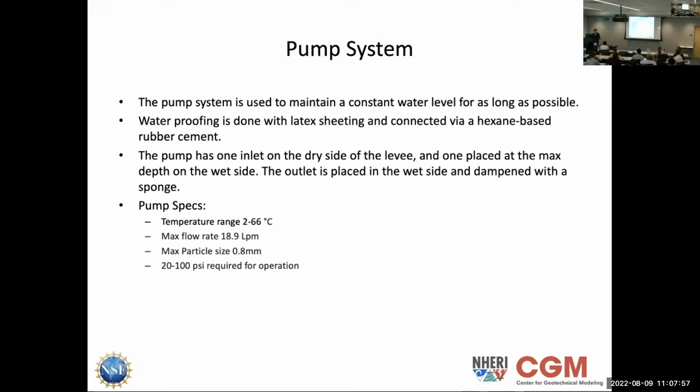Our pump system is super simple. We just have one pump. There are two inlets: one inlet on the dry side to try and maintain our maximum water level, and one inlet on the wet side, which will be put at the maximum water level so we can keep the pump primed and circulating. The outlet will be on the wet side of the levee and is dampened with a sponge to prevent particle impact and disturbing the actual levee itself.